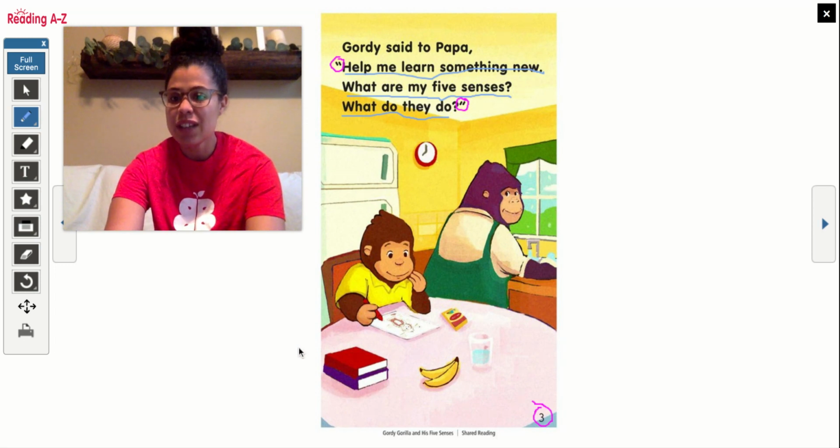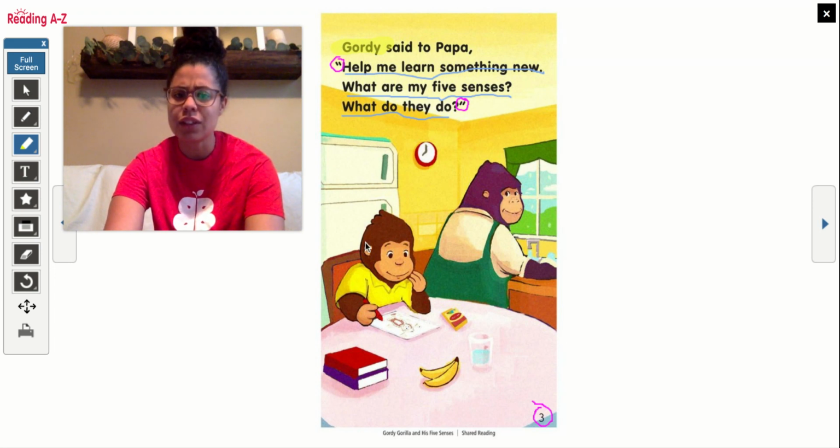Now, let's try to figure out who said it. We're going to highlight the name of the person that is talking. If you don't have a highlighter, that's okay. You can circle the name of the person that's talking. Gordy said to Papa. Gordy was the one talking, and he was talking to Papa, so I'm going to highlight Gordy right here. Gordy said to Papa. And then let's talk about what he said.